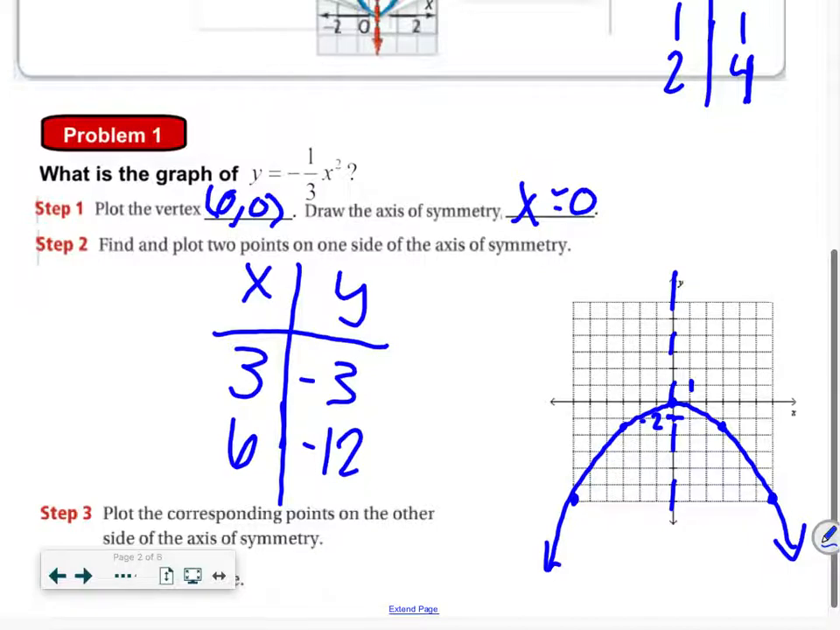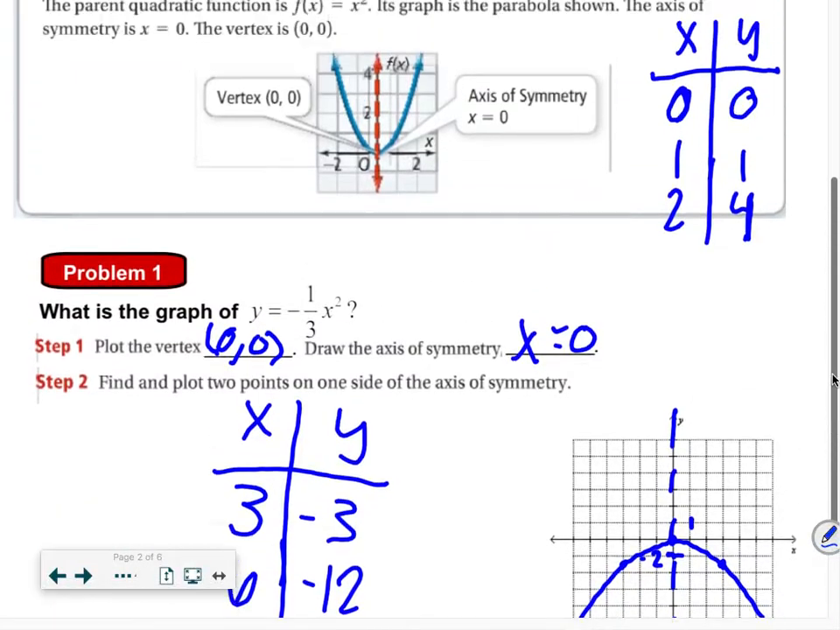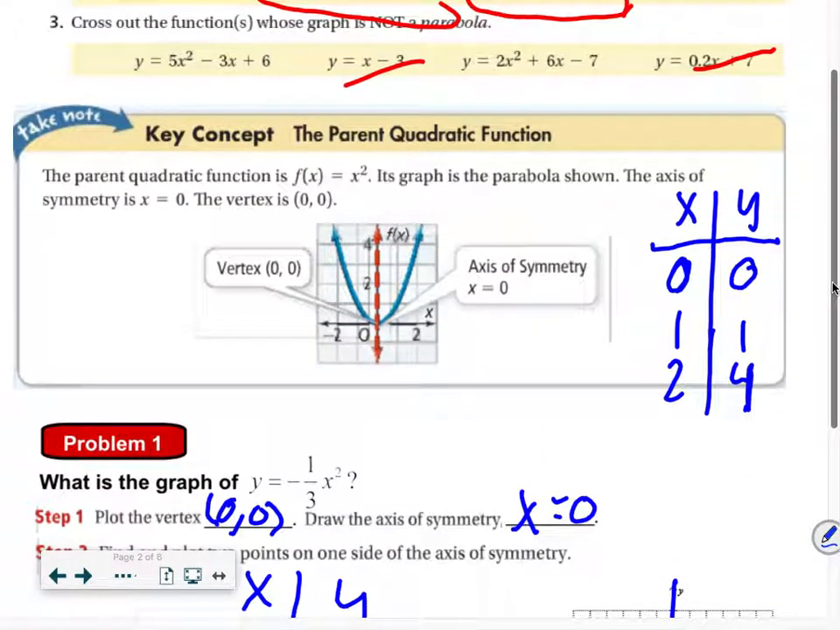Where do you start? At x equals 0. I heard someone say it's a wide one. Much wider than the top one, right?